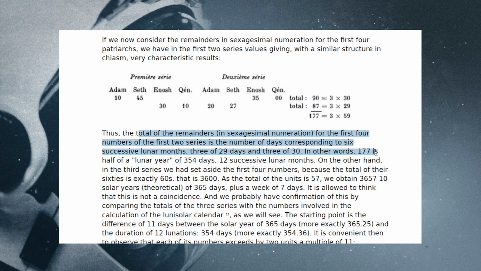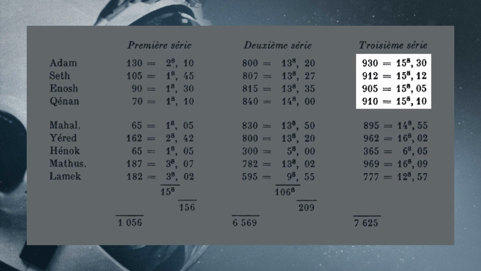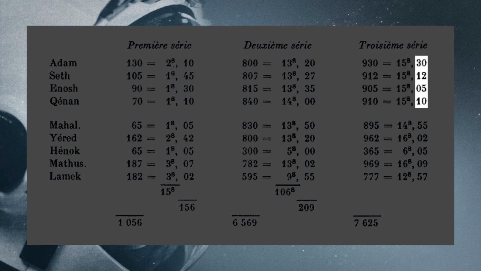In other words, 177 is half of a lunar year. And again, back to the top 4 in the third series. Remember, we had the 60/60s, which is 3,600. And if you add the total units remaining, 57, you end up with 3,657. But if you just look at the first 3 numbers, that's 365.